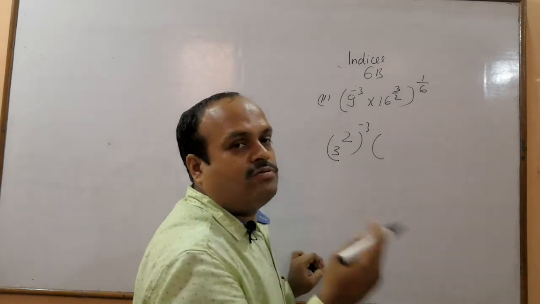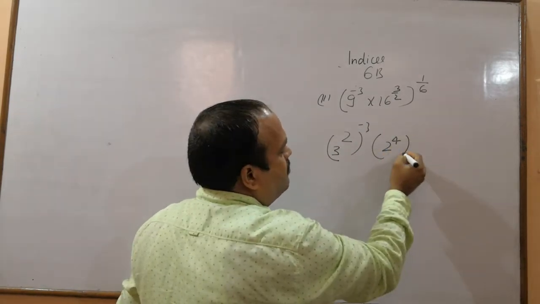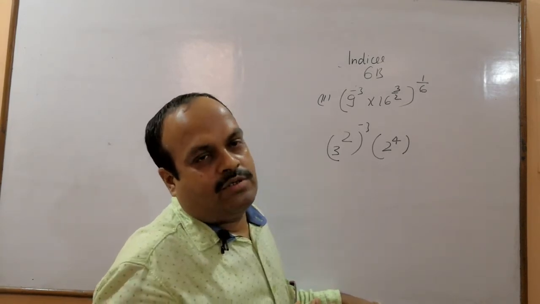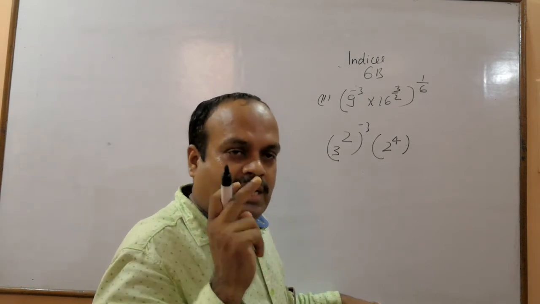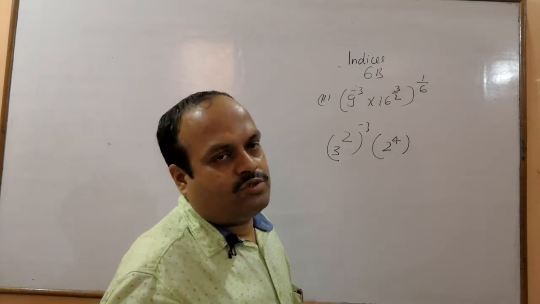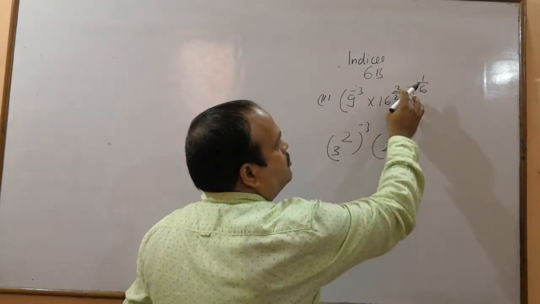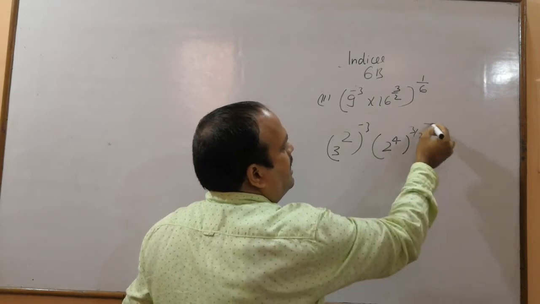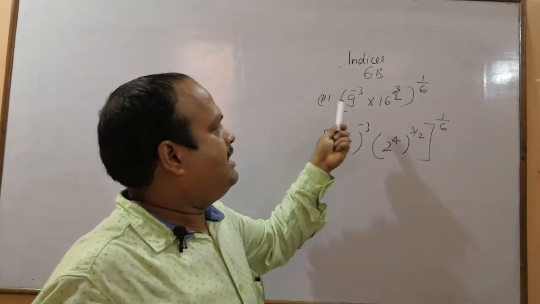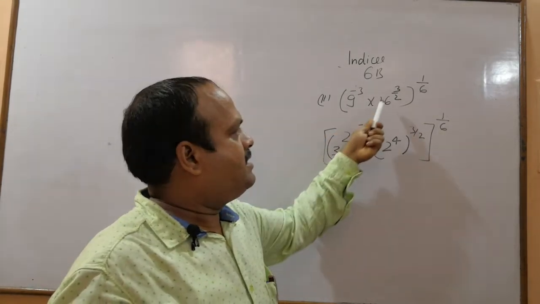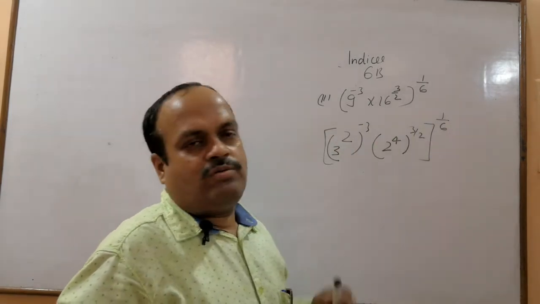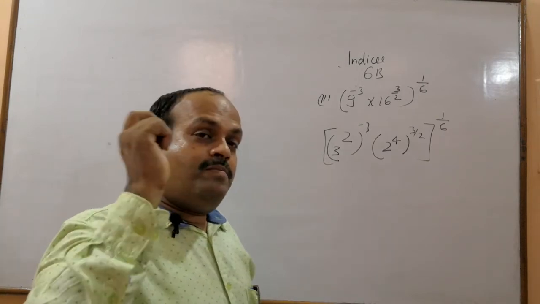This 16, if you wish, you can write it as 2 to the power 4, because 16 can be written exponentially as 2 to the power 4 or 4 to the power 2 also. Both ways. So I have written 2 to the power 4 to the power 3 by 2, and this whole product is raised to 1 by 6. I have written 9 as 3 square, 16 as 2 to the power 4, then the whole product is raised to 1 by 6. You can use now power law.